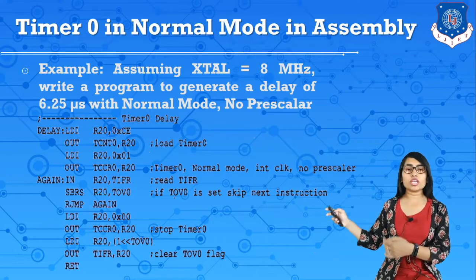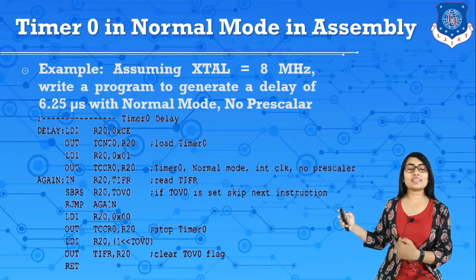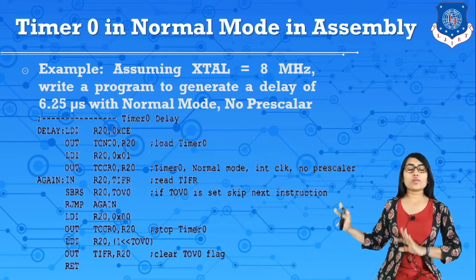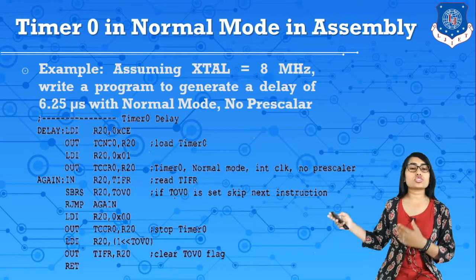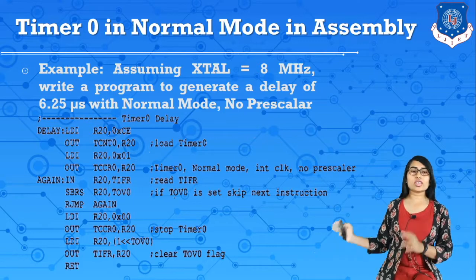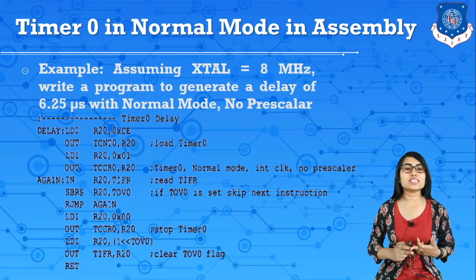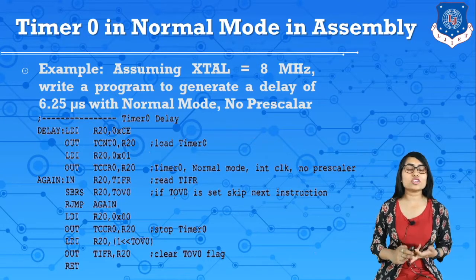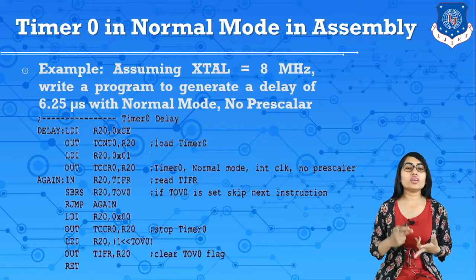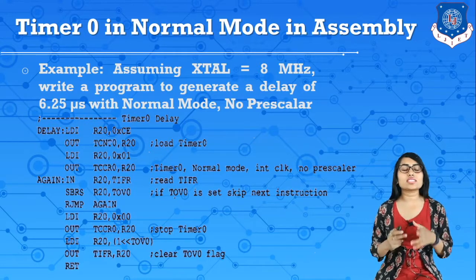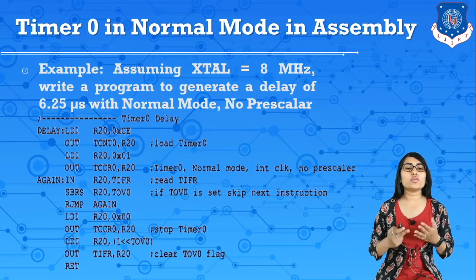As soon as it becomes 1, it skips the next instruction, and the next instruction is LDI R20, 0x00, which goes into TCCR0. So TCCR0 is equal to 0, which stops Timer 0, and TOV0 is also cleared, and then return. So this is the normal mode operation in assembly. First load the value in TCNT0, then load the value in TCCR0, then check TIFR. Whenever TOV0 is equal to 0, we stay there and continuously check the status, and as soon as TOV0 becomes 1, we jump out.